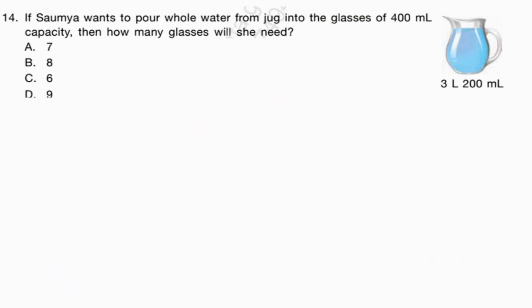What is my next question now? If Soumya was to pour whole water from a jug into glasses. Okay, this was the jug. Its capacity, the water in that is 3 liter 200 ml. I have to convert it into glasses, just like these glasses. How many glasses do I need if 1 glass is 400 ml?